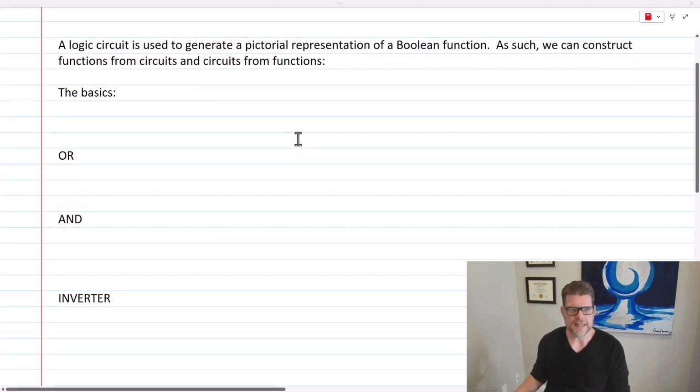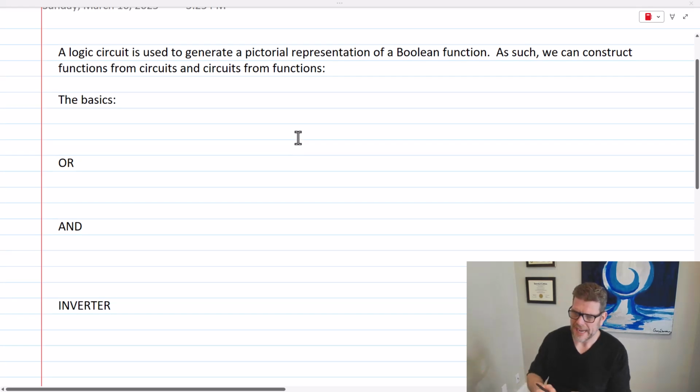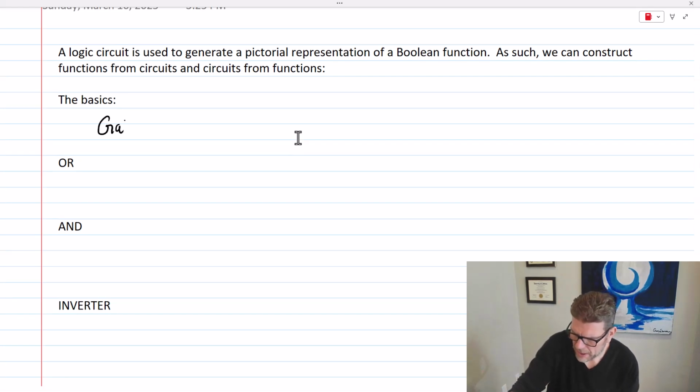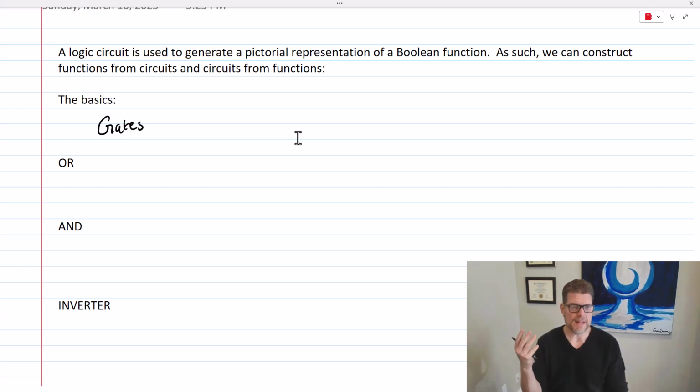We'll start out with some basics. And the basics are what we call our gates. Our gates represent operations in Boolean algebra. There are three of them. We've got OR, we've got AND, we've got the inverter. And each one of them is going to represent or be the equivalent of a Boolean operation.